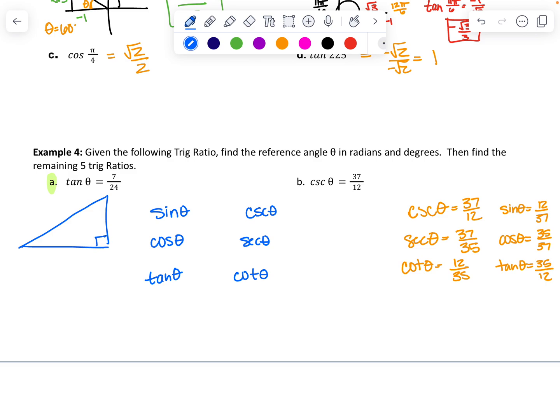All right, so if I know this angle here is theta, it doesn't matter which angle I use as theta as long as I keep it the same for all of these. I know my tangent ratio is 7 over 24, which means my opposite over my adjacent is 7 over 24. Using that, I can use the Pythagorean theorem to find my third side. So take the square root of 7 squared plus 24 squared, which gives you 25.